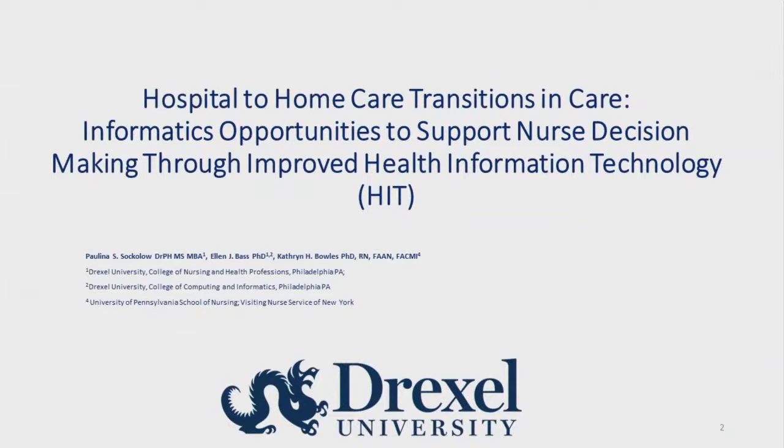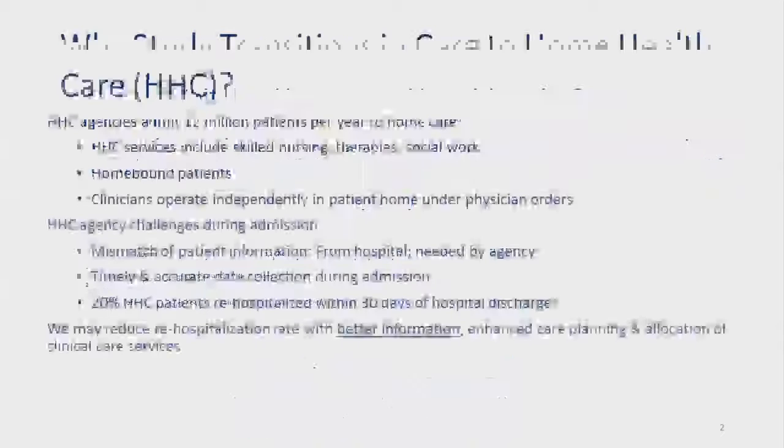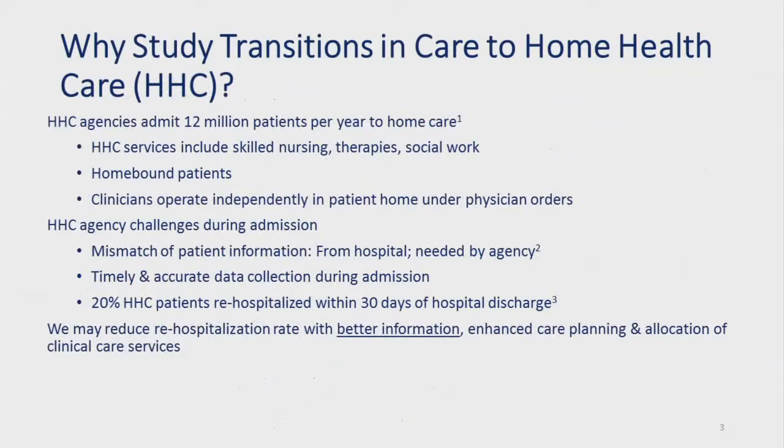So the title of the talk is Hospital to Home Care Transitions in Care, Informatics Opportunities to Support Nurse Decision-Making Through Improved Health Information Technology. So why study transitions in care to home health care, which I'll abbreviate as HHC? These agencies admit 12 million patients per year to home care. The services include nursing, therapies, and social work for homebound patients that can't leave the home, and clinicians operate independently in the patient home under physician orders. So as you can see, it's very different than on the hospital floor. The agency has challenges during admission. There's a mismatch of patient information between what the hospital gives them and what they need for the admission.